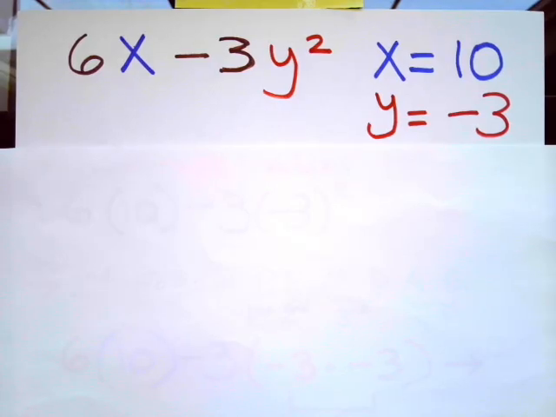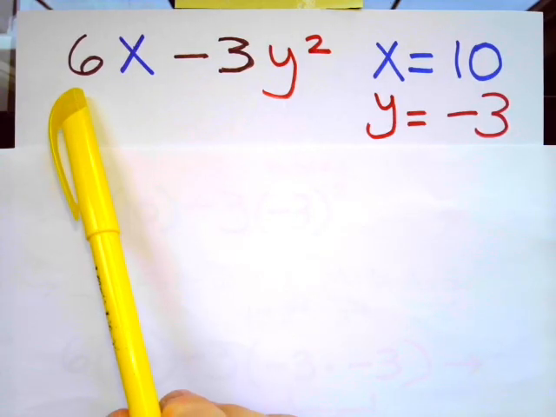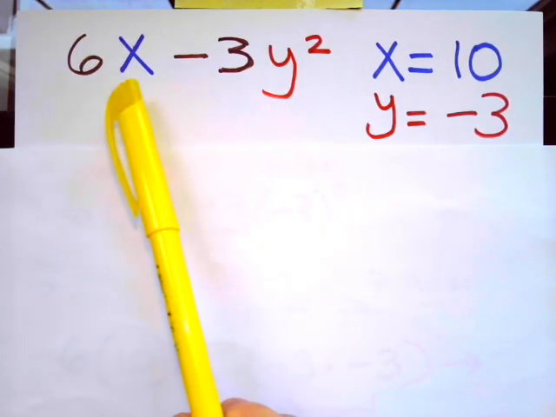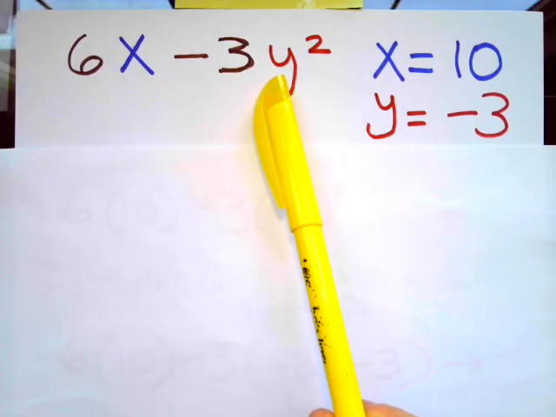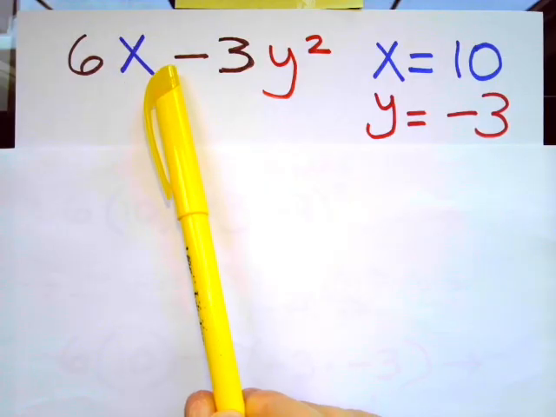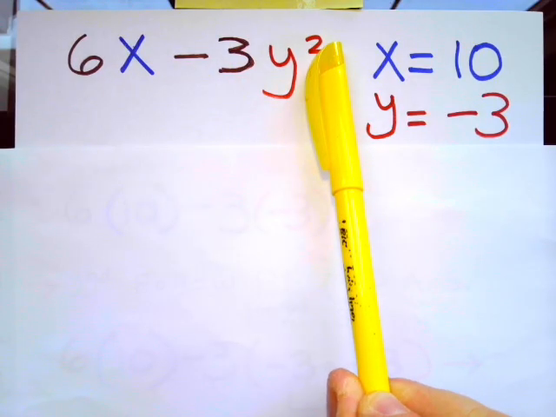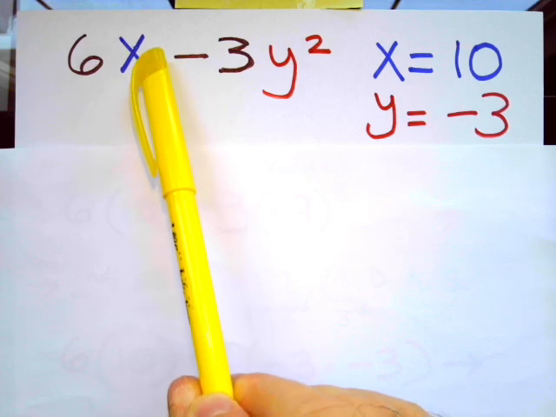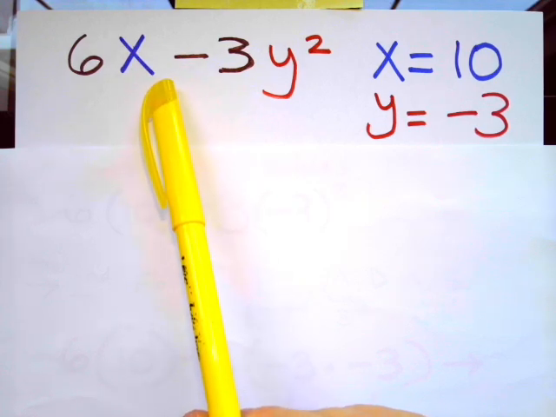All right, welcome back to part 2 of answering the question, what is the value when x equals 10 and y equals negative 3? So in moving forward, we're going to take the expression in the original question, 6 times x minus 3 times y squared, or another way to say this, 6 times x plus a negative 3 times y squared. Remember, you can put a plus sign between any two terms and it does not change a thing.